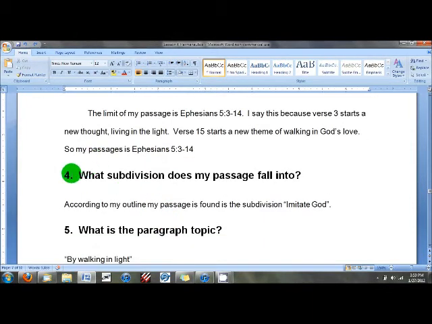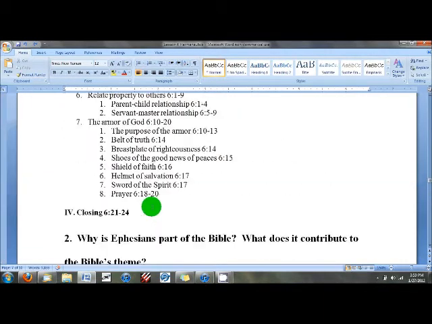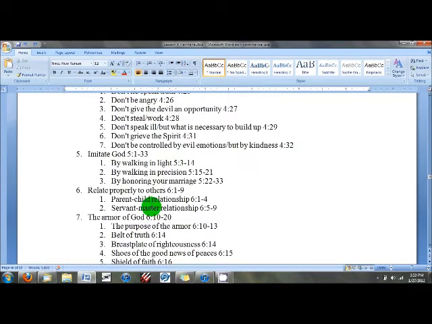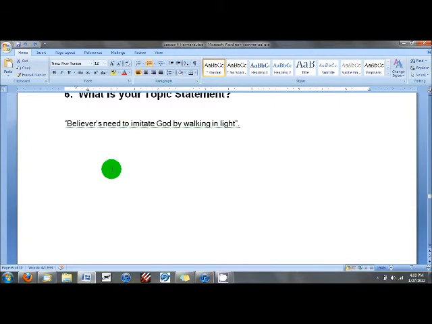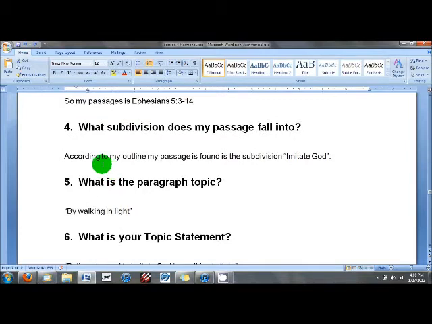Now, question 4. What subdivision does my passage fall into? Okay, so you go back up to your outline. My verse is under Imitate God. It's subdivision 5:1 to 33. Now you can see here there are even further breakdowns. So for this question, you want to know what your passage is found in. It's found in the section Imitate God. So I went down and I put, according to my outline, the passage is found in the subdivision Imitate God.